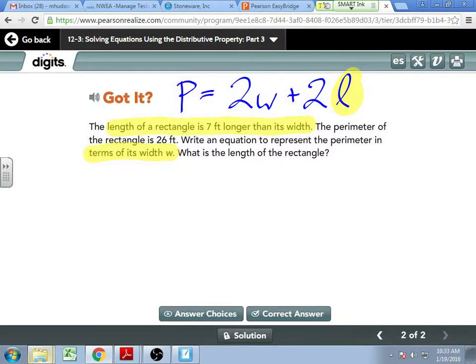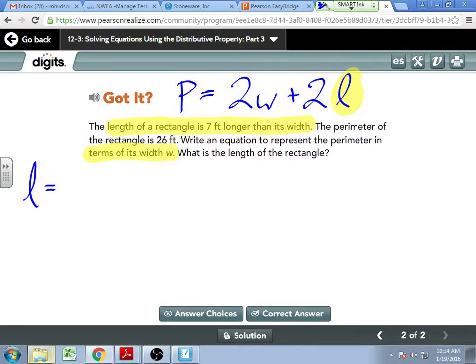Think you got it? Think about, what can I use for L? Since we want to use it in terms of W, every X would be a W. You don't have to change it, but that's what it would be. So, Ashton, what could I replace my L with? What could I substitute in for it?